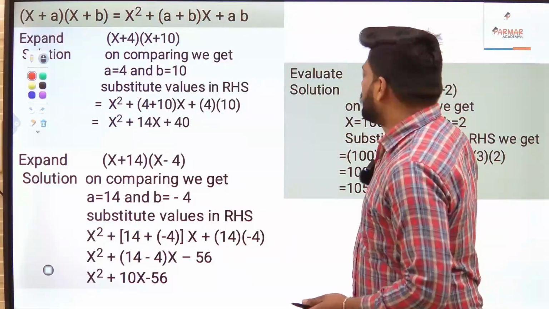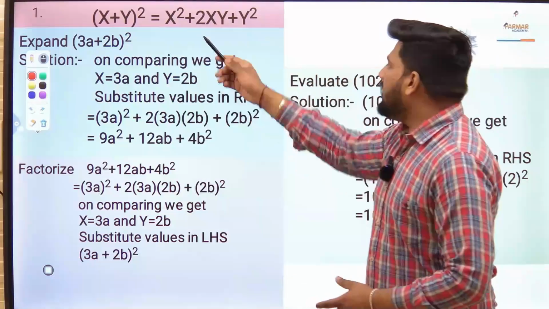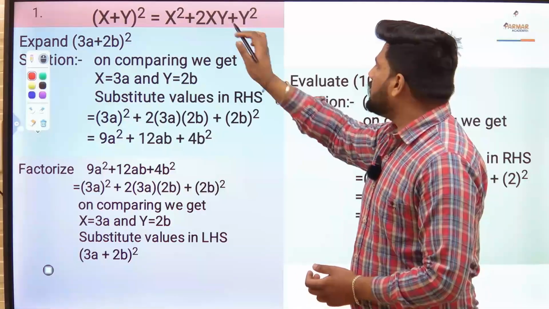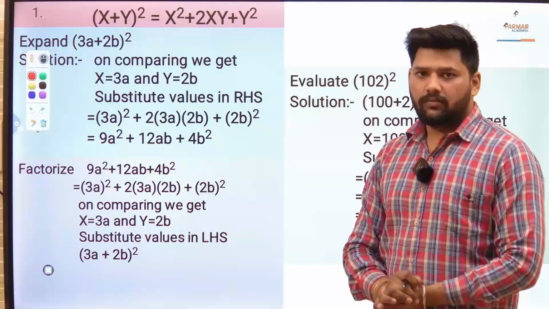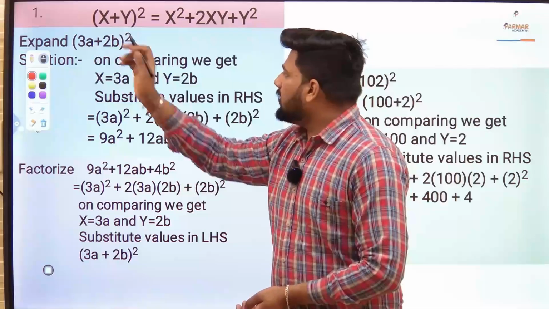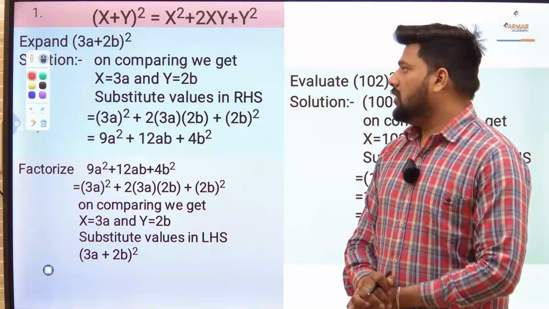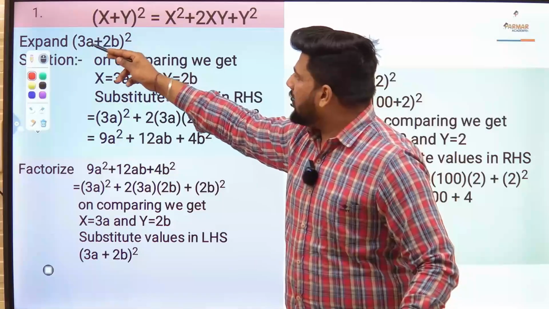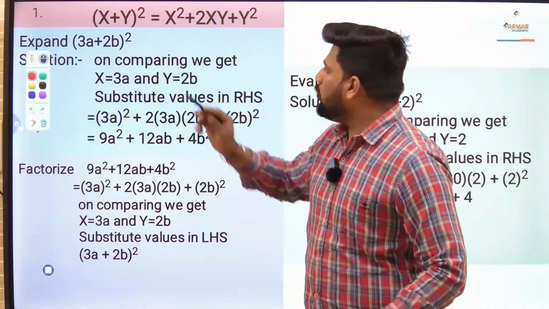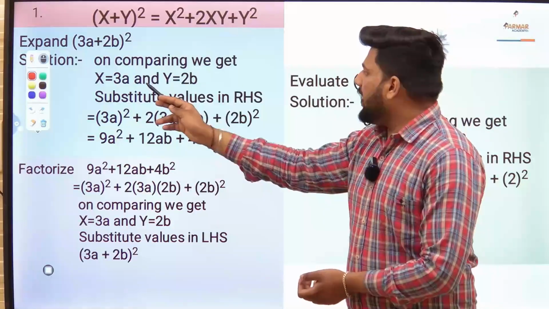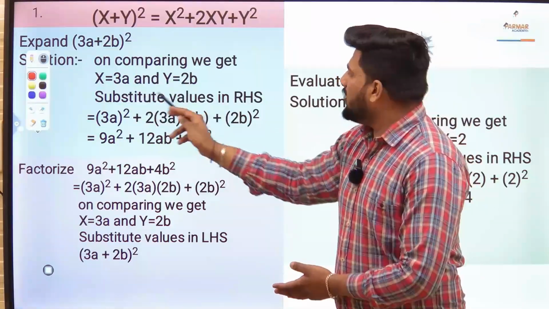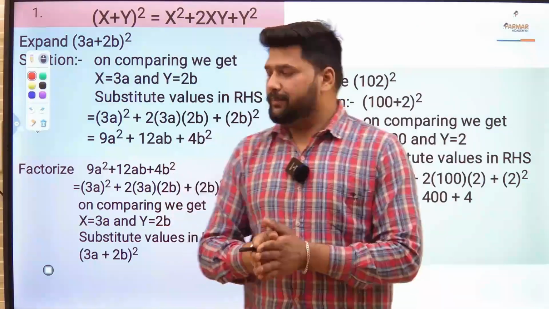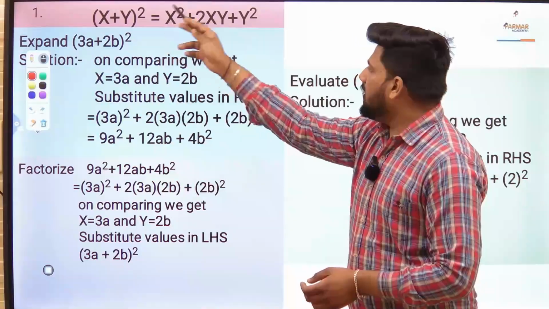The next is the second identity: x plus y whole square is equal to x square plus 2xy plus y square. Again the first question is 3a plus 2b whole square. Again we have to compare the values. After comparison I will get x is equal to 3a and y is equal to 2b. Now I will substitute these values in the right hand side, because the left hand side is already given to me.